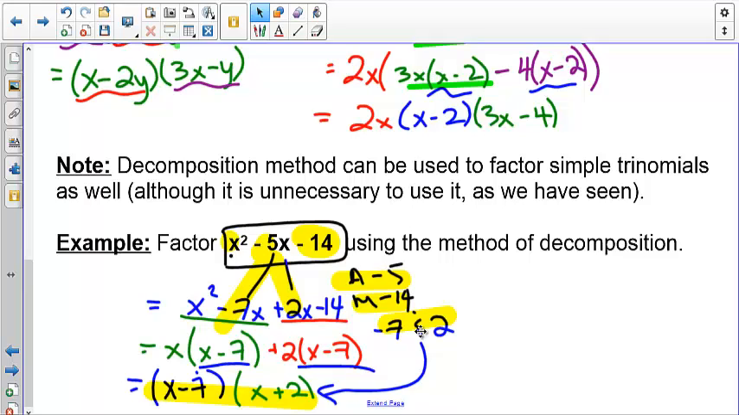So again, decomposition, great useful method for complex trinomials, not so much for simple trinomials. It's a bit of a time waster if you're going to go for simple trinomials. So I hope those examples were sufficient for you. I want you to consider that again. If that was really fast for you, please watch the video a second time, watch the video a third time. Okay, come to class tomorrow, ready to do some more examples of complex trinomials.